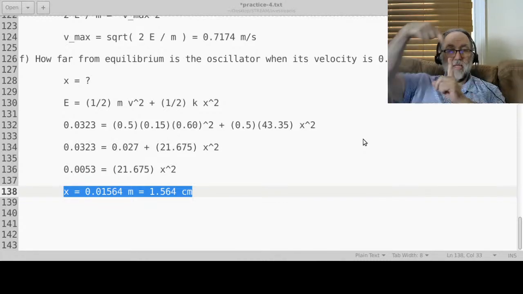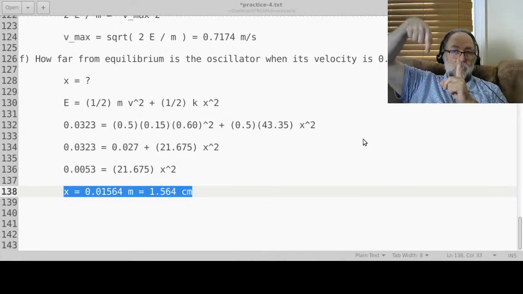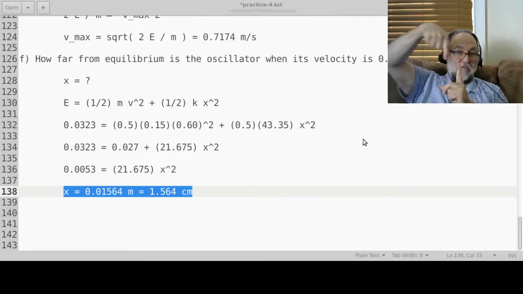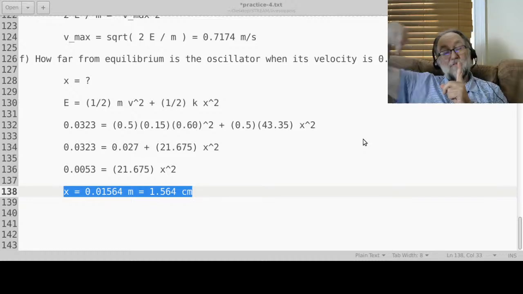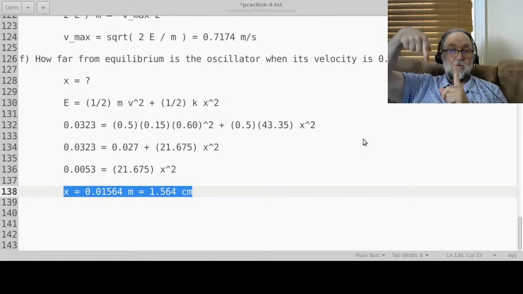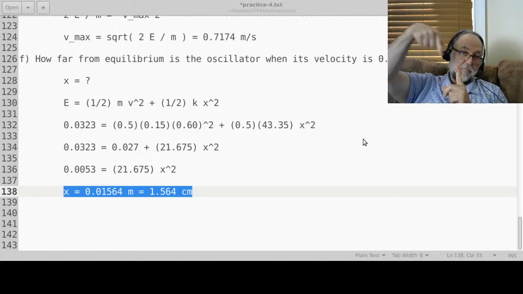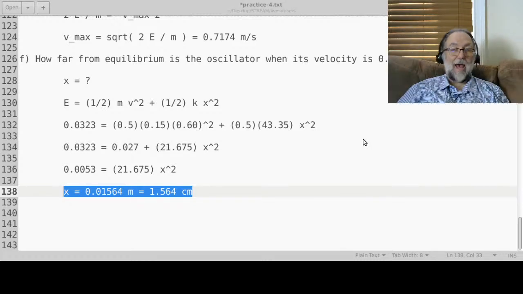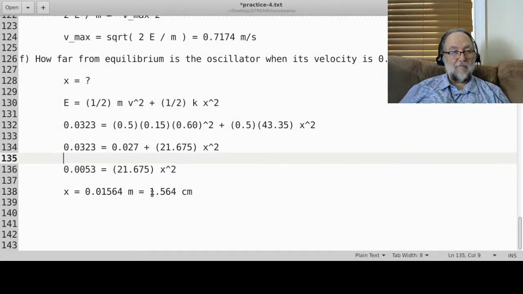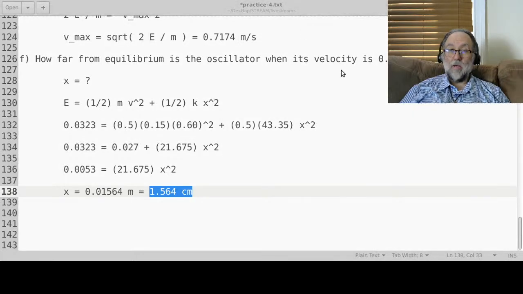And it does, because let's see here. So you were at the 2.5 centimeter point and you were traveling at 0.5. If you're going to speed up to 0.6, then you have to be heading inwards, because if you go out from the 2.5, you're going to slow down. If you're at the 2.5 and you go in, you're going to speed up. So you're going to speed up from 0.5 to 0.6, and that's going to happen at the 1.564 centimeter mark, okay, which is closer to equilibrium, and that makes sense.